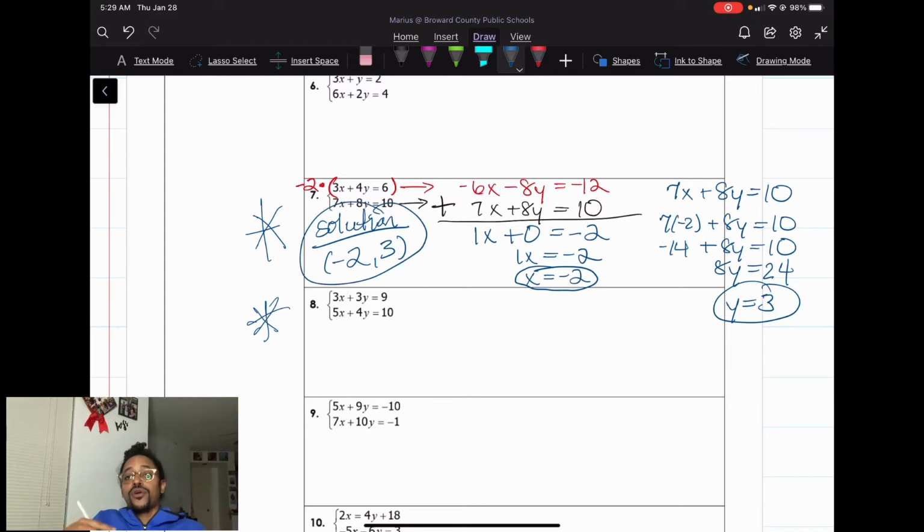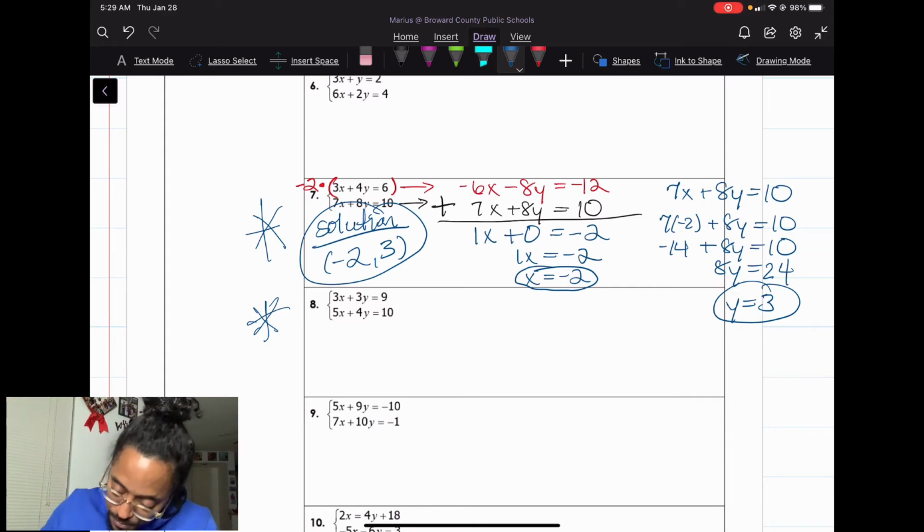Okay, let's go ahead and work on this last one, and then this lesson will be over with. So let's take a look at number 8 now. I'm gonna have to use some different colors here. For number 8, when we look at both of these equations, we're gonna have to manipulate both of them. We can't multiply one equation by a number to get the coefficient of the second equation. We have positive 3x plus positive 3y equals positive 9. Then we have positive 5x plus positive 4y equals 10.